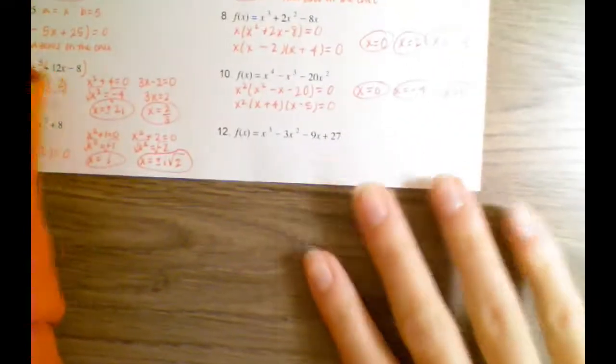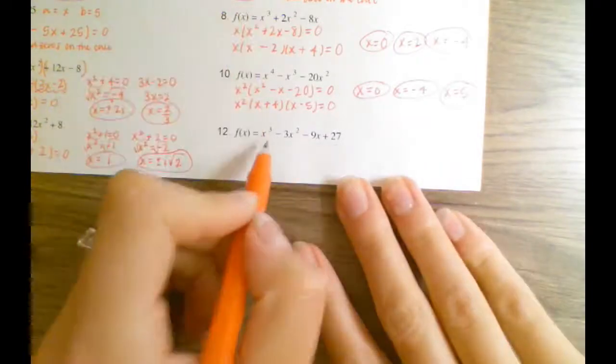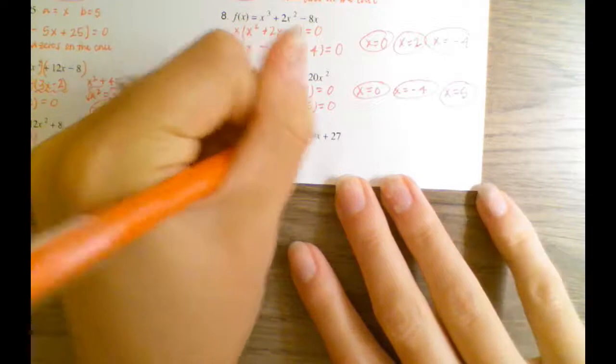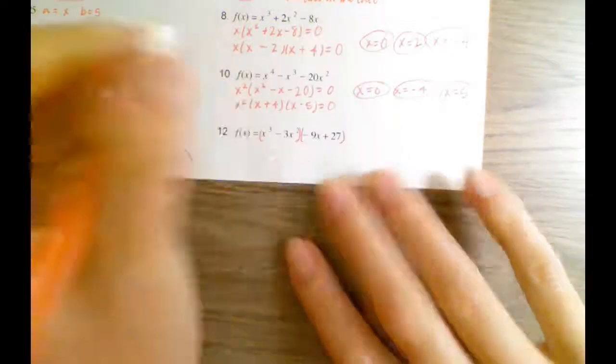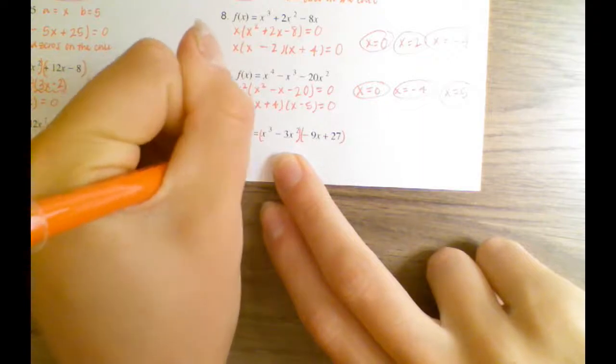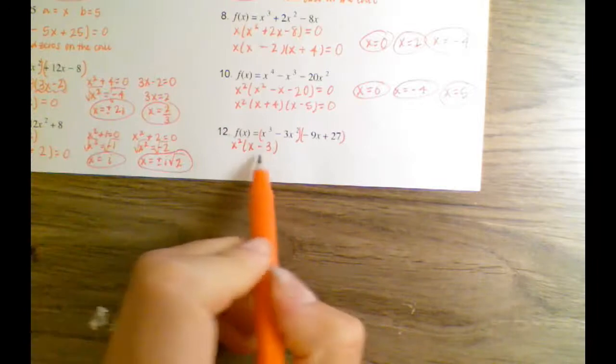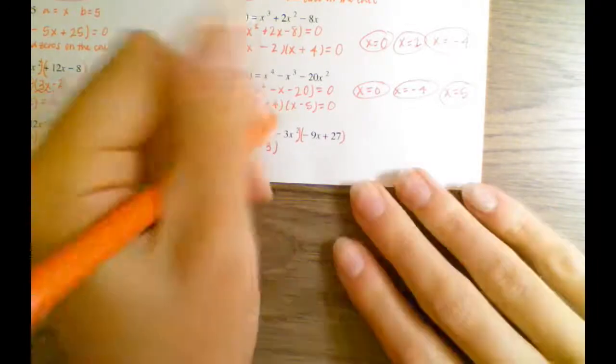Okay, and the last guy, number 12. No GCF. It looks like we might be able to take out an x, but we can't. There's 4 terms, so we're going to factor by grouping. So let's see here. The GCF of the first group is x squared, so I'm left with x minus 3. So remember, that's your goal to get in the second part over here.